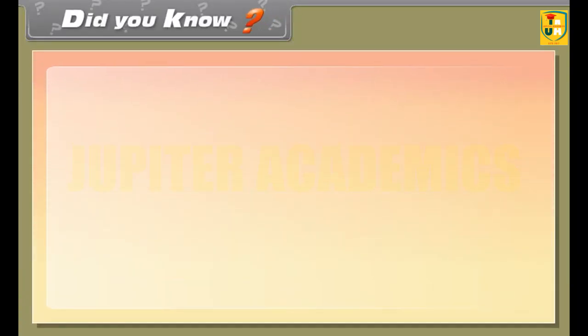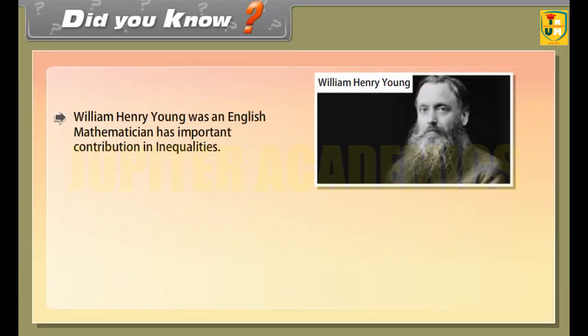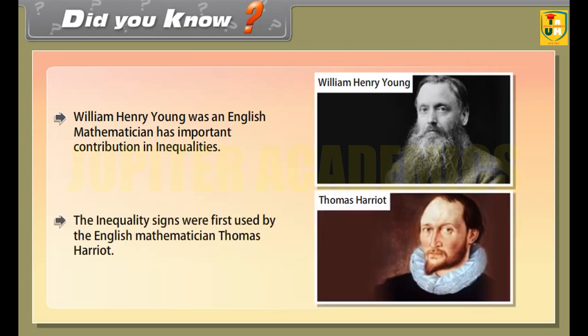Did you know? William Henry Young, an English mathematician, made important contributions in inequalities. The inequality signs were first used by the English mathematician Thomas Harriot.